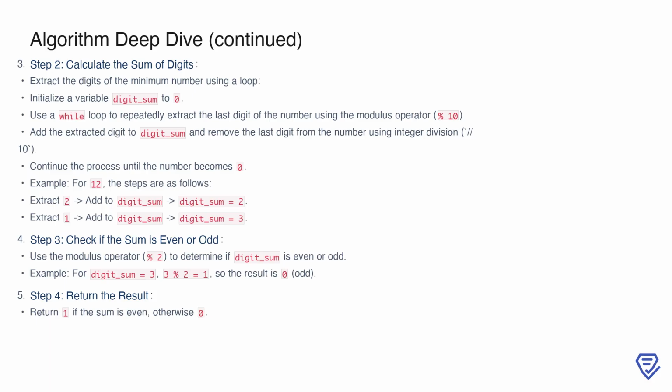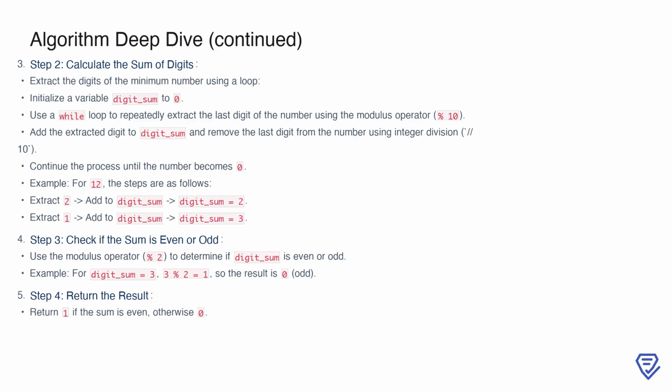Once we have identified the minimum number, the next step is to calculate the sum of its digits. To do this, we extract the digits one by one using a loop. Start by initializing a variable digit_sum to 0. Then, use a while loop to repeatedly extract the last digit of the number using the modulus operator, % 10. Add this digit to digit_sum, and then remove the last digit from the number using integer division, // 10. Keep repeating this process until the number becomes 0.